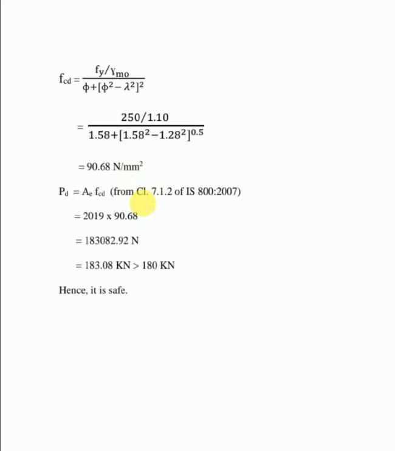Now again we'll go to clause 7.1.2 of the IS code, and the final design load we'll find out, PD equal to A into FCD. This A we got from the steel table, and FCD we have calculated as 90.68. So putting the values, we'll get the load in Newton. When you divide it by 1000, you will get the load in kilonewton. So finally we got the load as 183.08 kilonewton. So this is greater than the load which was given to us in the question, that is 180 kilonewton. Since the design load is greater than our given load, our design is safe.